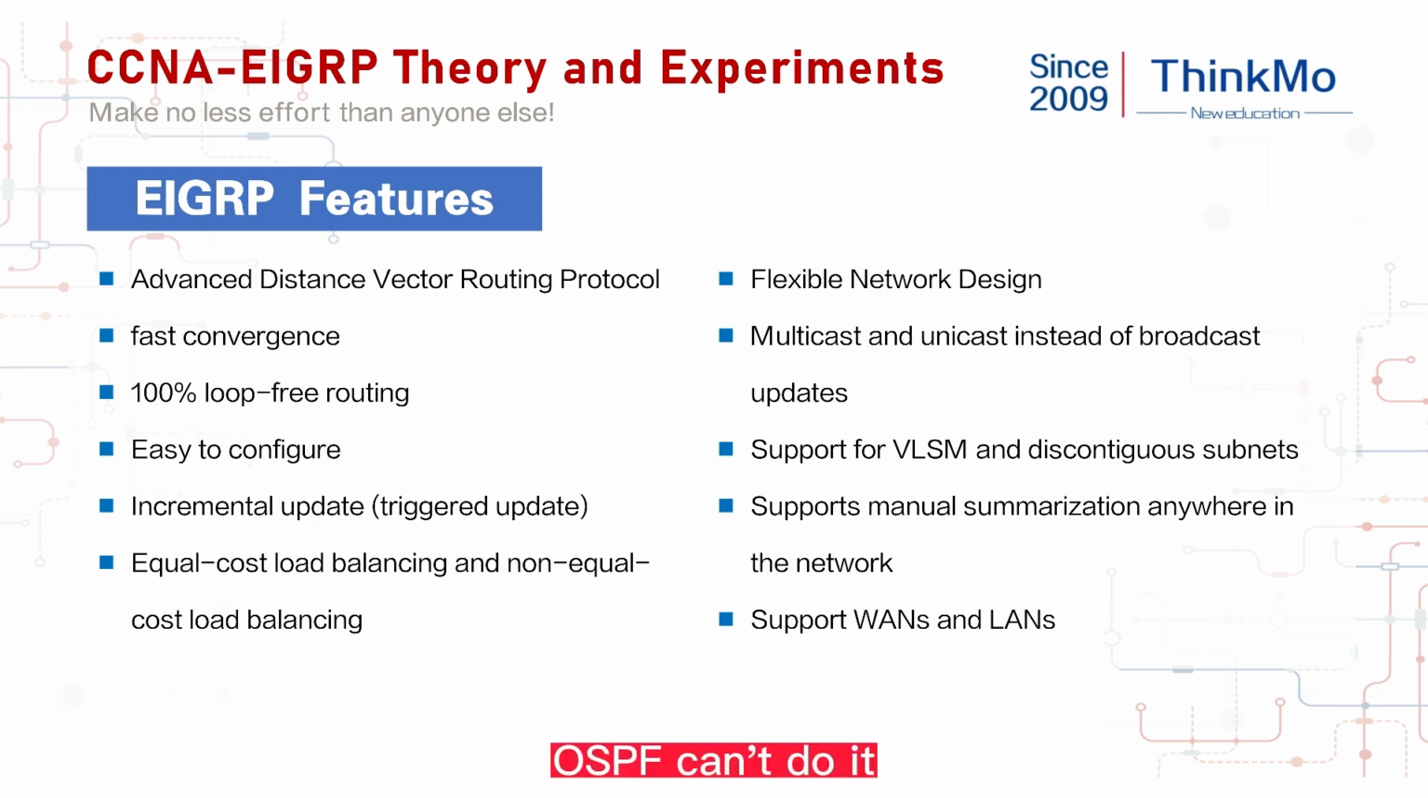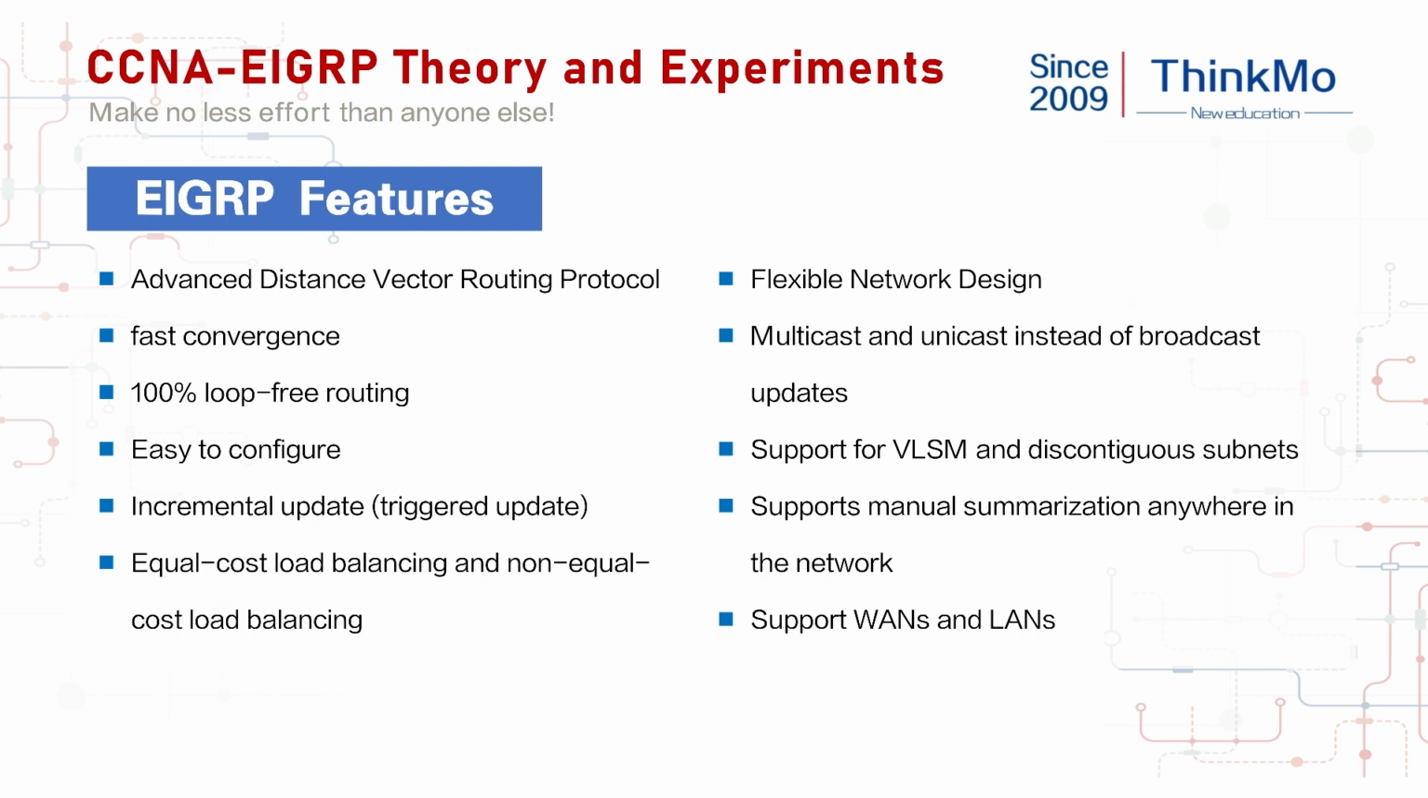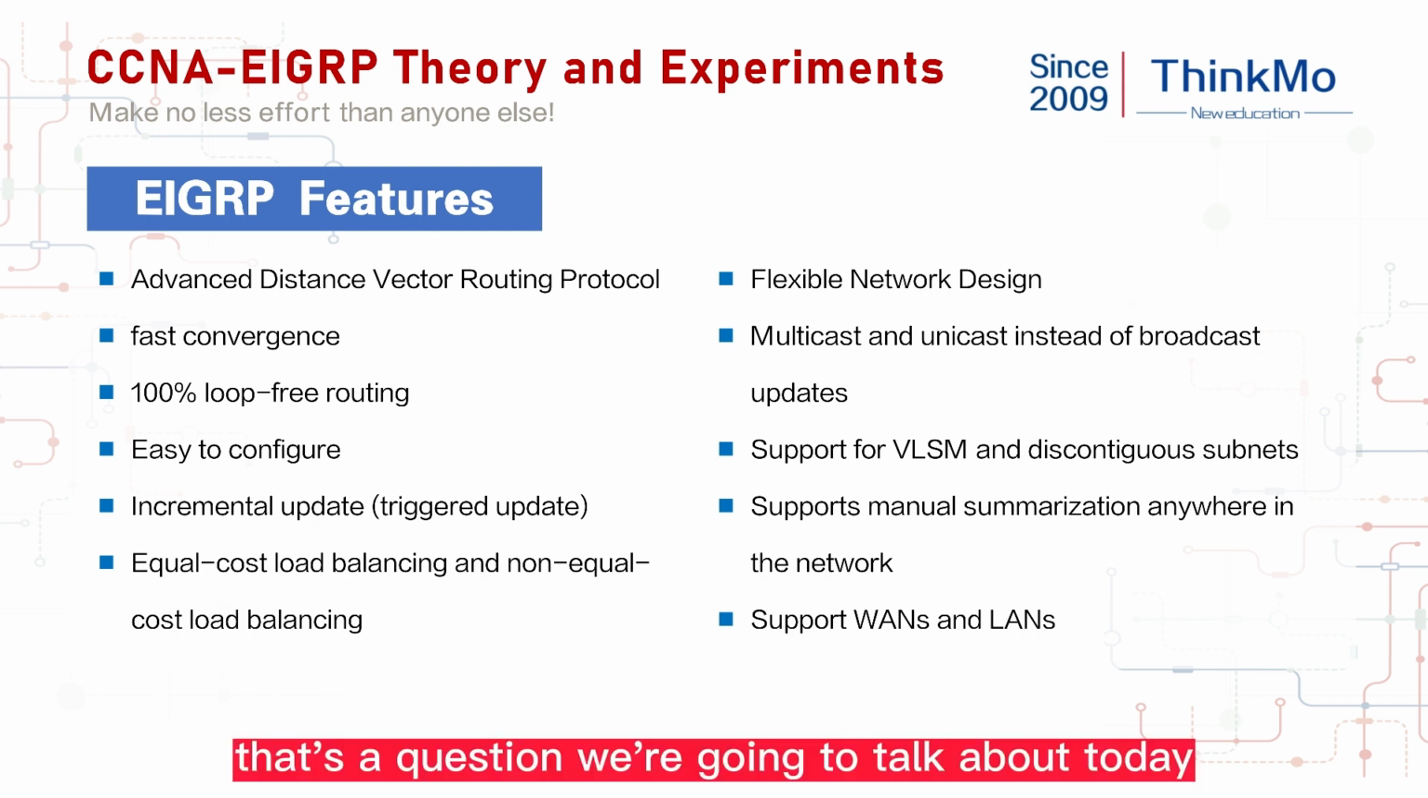OSPF can't do it. Achieving fast convergence, how can it be achieved? What kind of lines are eligible to enter the topology table? That's a question we're going to talk about today.